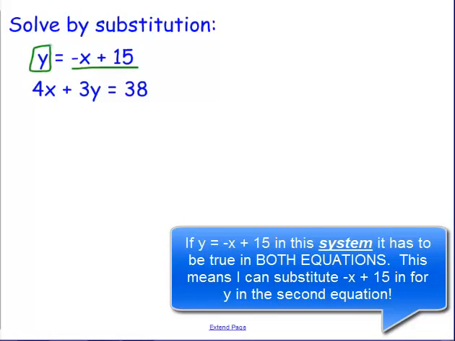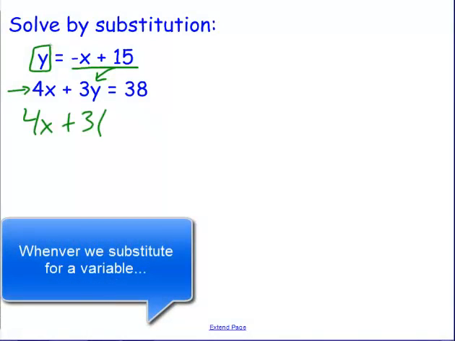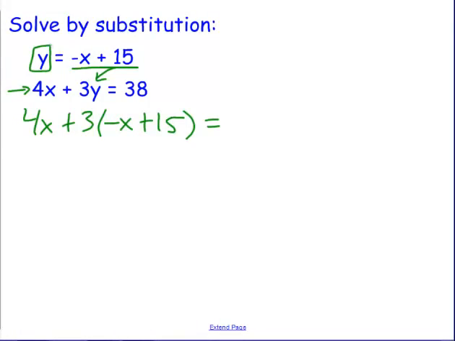I'm going to use that information, and I'm going to substitute that expression into the other equation for y, because they already told me what y equals. I know that y equals negative x plus 15. Now, I may not know what x is, but I do know that y relates to x in that way. My new equation on bottom then would become 4x plus 3, and now substituted in using parentheses, I would have 3 times negative x plus 15, and all that would have to equal 38. So again, I've just taken whatever y equals, and I've substituted that in for y.